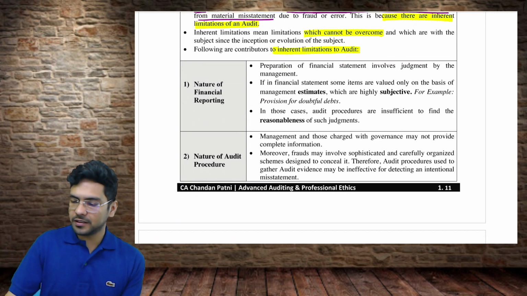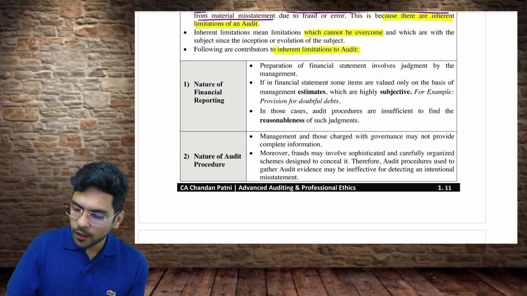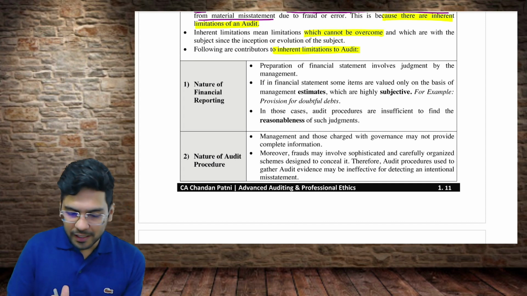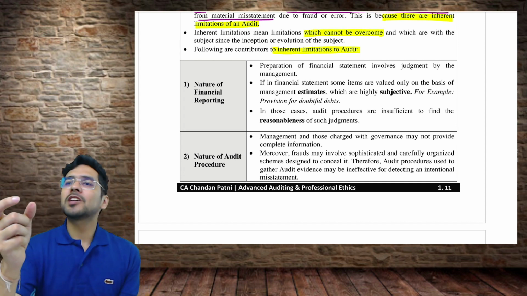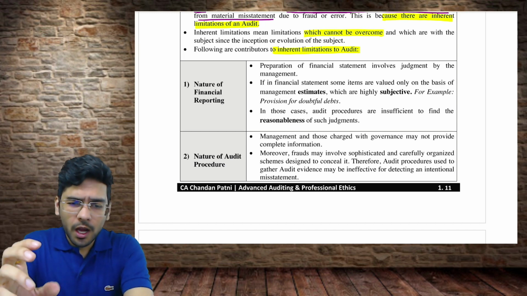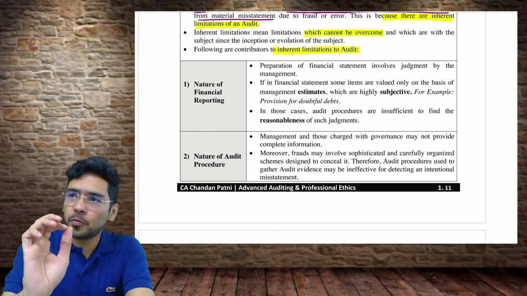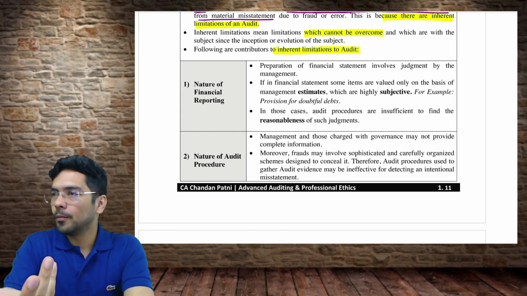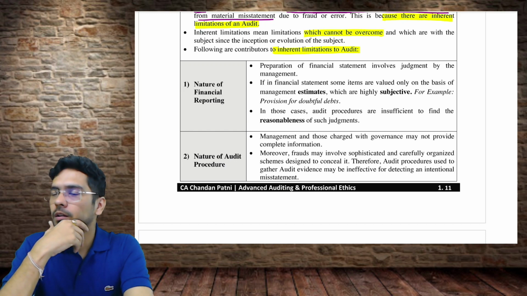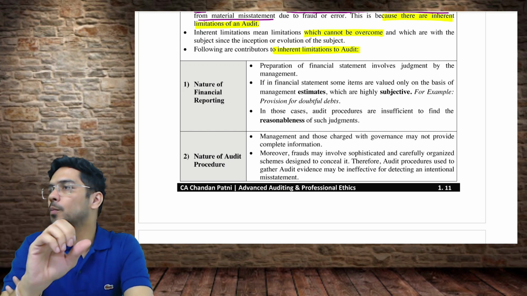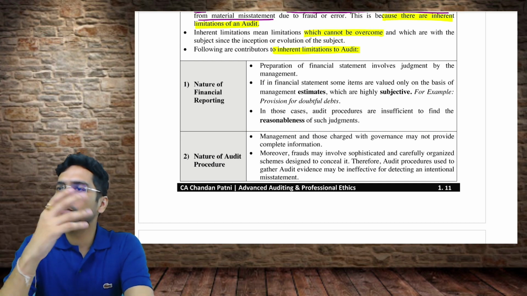Let us now understand. Number one is nature of financial reporting. Please understand this. We express an opinion on the financial statement, but in the financial statement there are a lot of judgments and estimates being used by management. For example, provision for doubtful debts. There is no formula to determine that this much amount of debtors will be doubtful. If management feels, they'll make provision for doubtful debts.